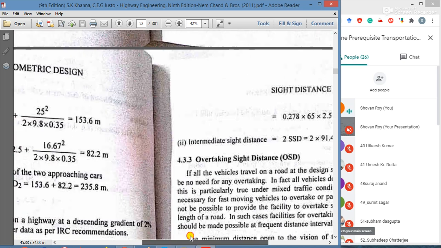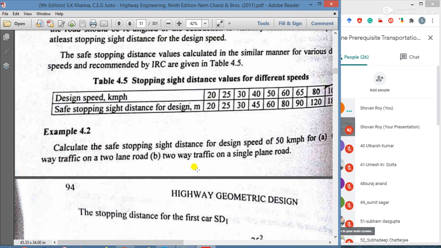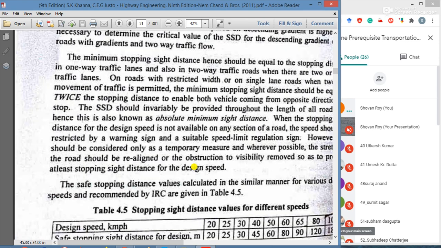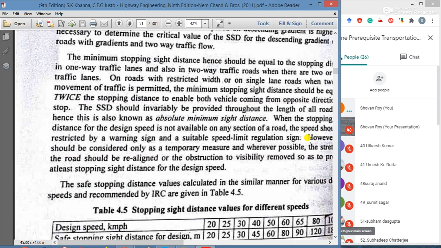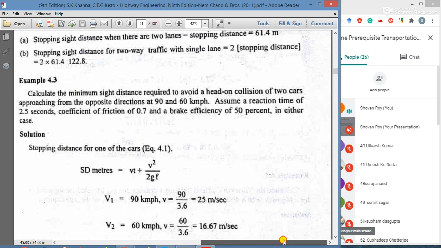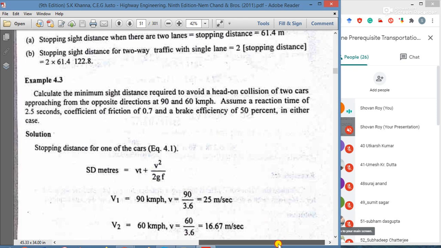Today we have already completed the stopping sight distance. From the next class we will go to the overtaking sight distance, and today I will send you one Google quiz. Please solve it by tomorrow.